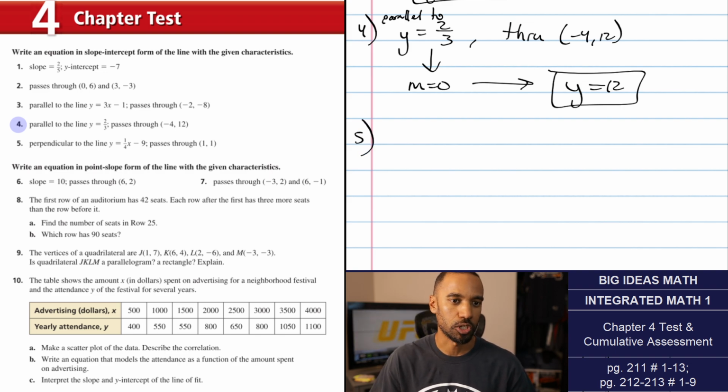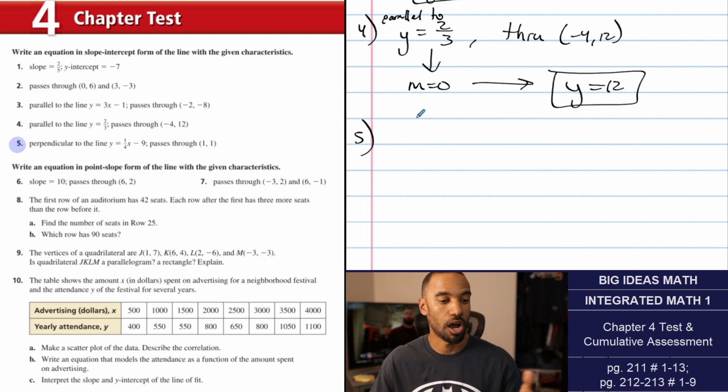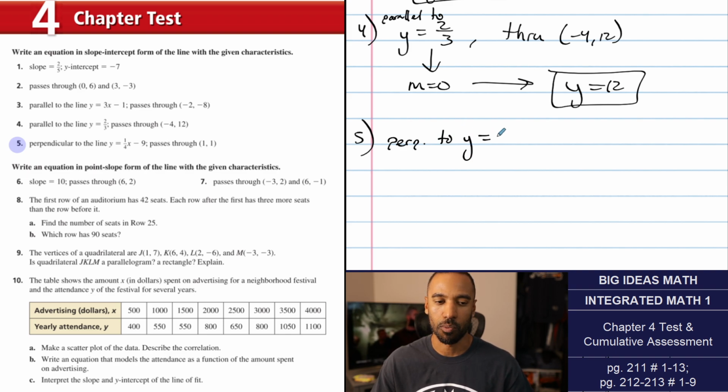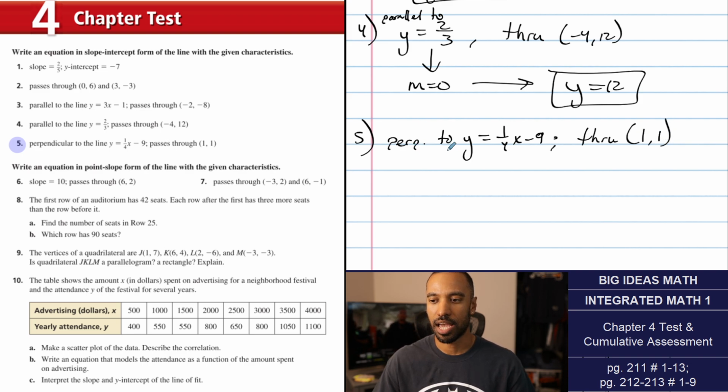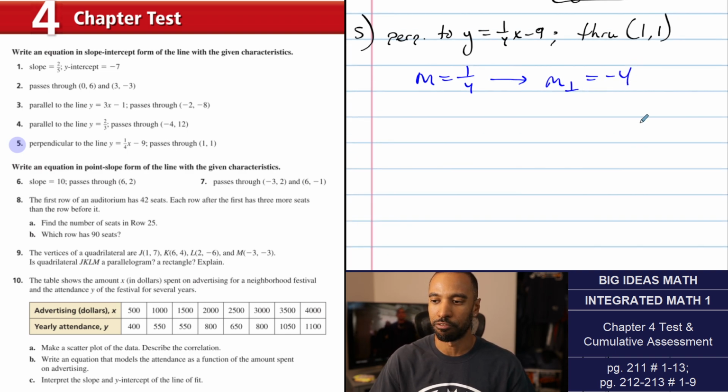Number 5, this time I'll try and do slope-intercept form. I think this one's going to be different. Meaning all of them are slope-intercept form, but I'm going to go through the slope-intercept form process. So perpendicular to y = 1/4 x - 9, and we're going to pass through the point (1, 1). So this time, first of all, we have a slope of 1/4, but the slope that we need is going to be the opposite reciprocal, -4/1.